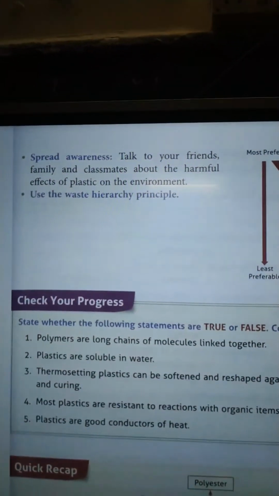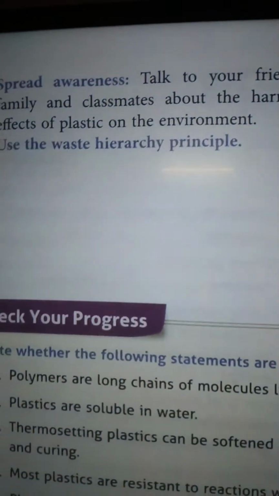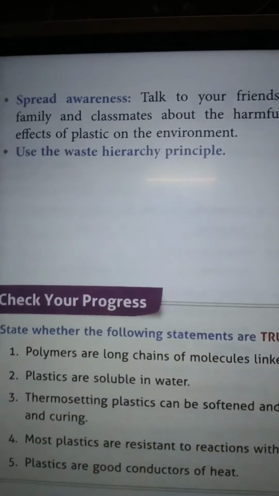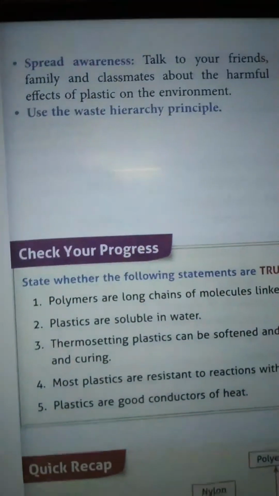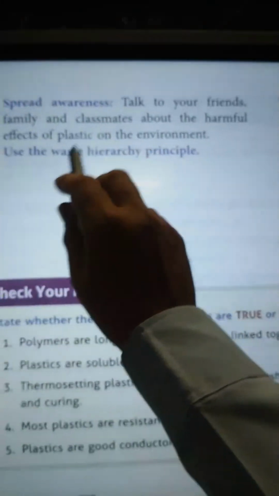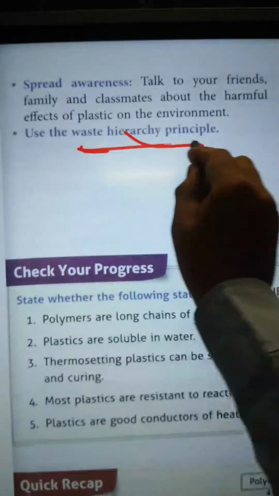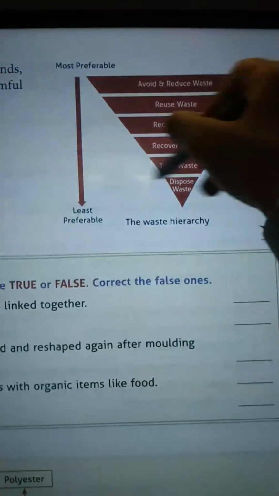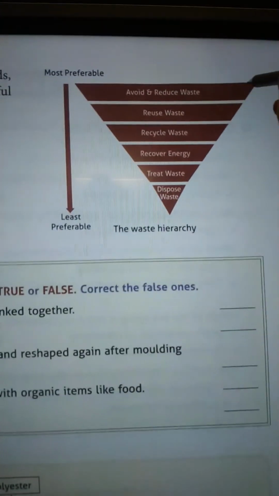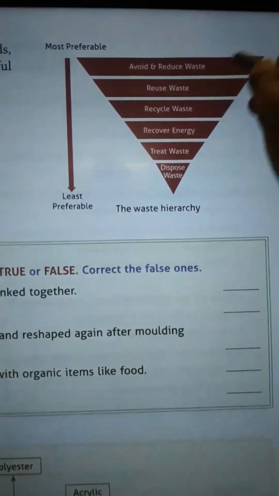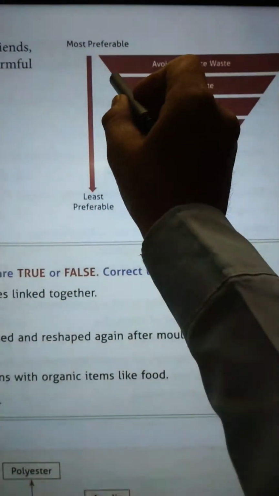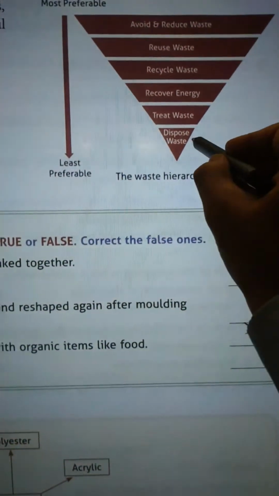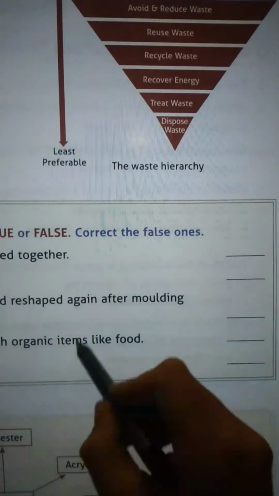And the last part is to spread awareness about the harmful effects. All of us know, but still we ask for polythene. And use the waste hierarchy principle. What is the meaning of this? Most preferable, least preferable. Understand this. Avoid and reduce waste should be done more. So there is a pyramid. This part should be more, this should be less, less, less, and the least is this. It means dispose of waste, least preferred.